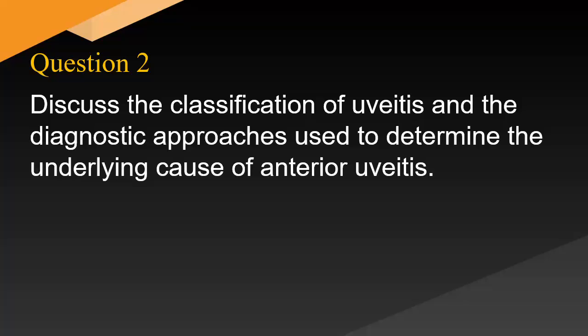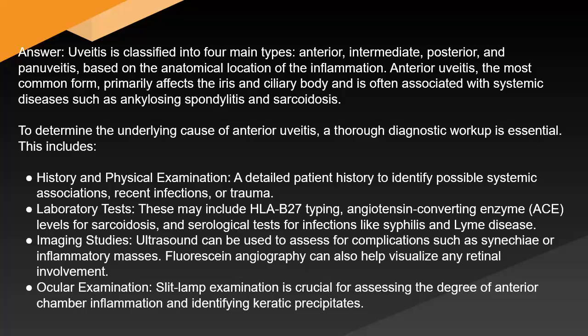Discuss the classification of uveitis and the diagnostic approaches used to determine the underlying cause of anterior uveitis. Answer: uveitis is classified into four main types: anterior, intermediate, posterior, and panuveitis based on the anatomical location of the inflammation. Anterior uveitis, the most common form, primarily affects the iris and ciliary body and is often associated with systemic diseases such as ankylosing spondylitis and sarcoidosis.